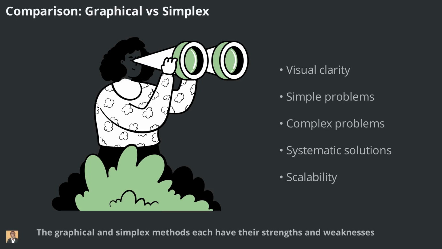Graphical and Simplex methods each have their strengths and weaknesses. The graphical method is ideal for simple two-variable problems and offers visual clarity. The Simplex method excels with larger, more complex problems, providing systematic and scalable solutions. Choosing the right method depends on the size and complexity of your linear programming problem.